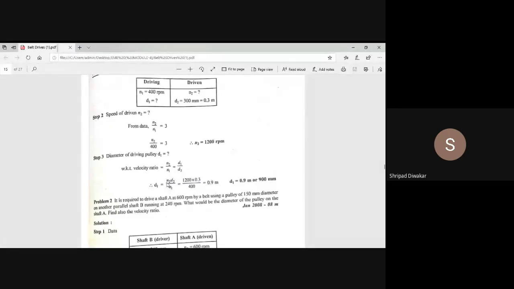So D1 equals N2 D2 divided by N1. N2 we just calculated as 1200 RPM, into D2 which is 0.3. Don't express in mm, convert in meter, 300 by 1000. So 1200 into 0.3 divided by 400. The diameter of driving pulley is 0.9 meter, or multiply by 1000, you'll get 900 mm.